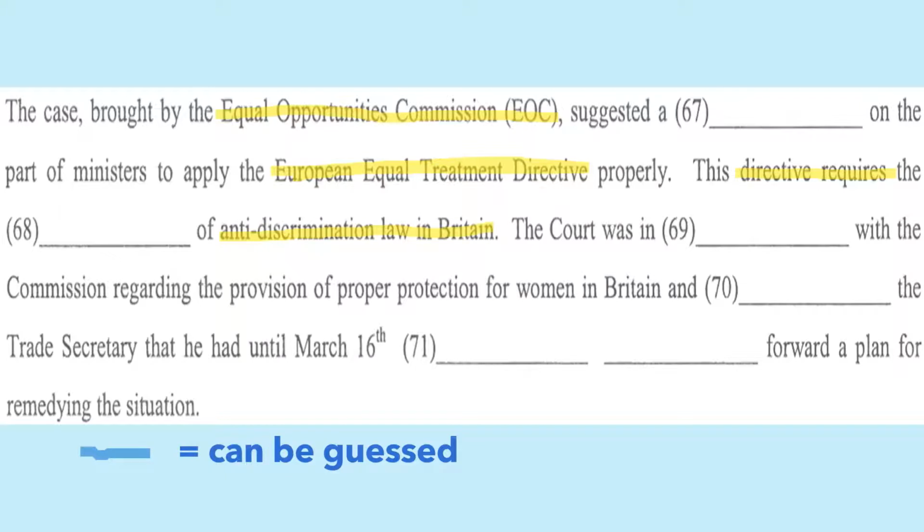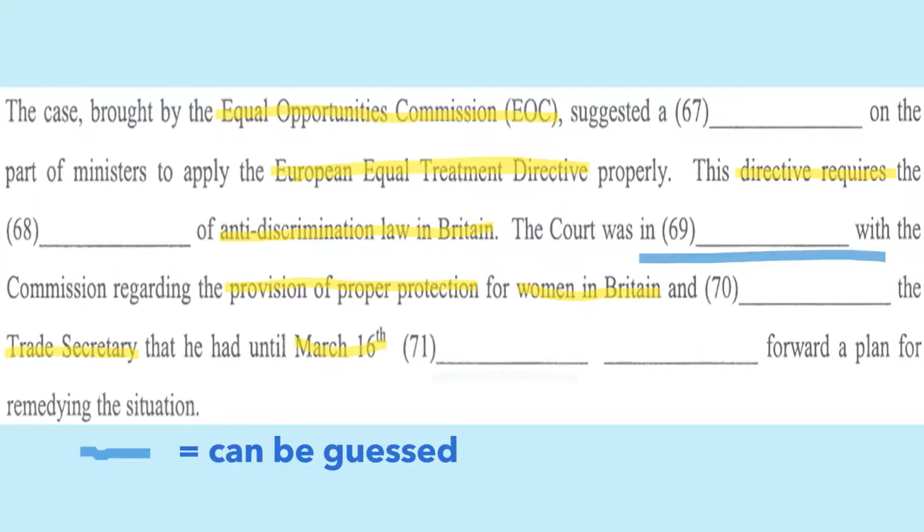Of anti-discrimination law in Britain, anti-discrimination law in Britain, the court was in something with the commission regarding the provision of proper protection for women in Britain, and two actions here regard the provision of, provide proper protection is the first one, and then we need another noun. Why? Because you see here regarding the provision. So regarding A, regarding B, A and B should be of the same part of speech. The Trade Secretary that he had until March 16th.